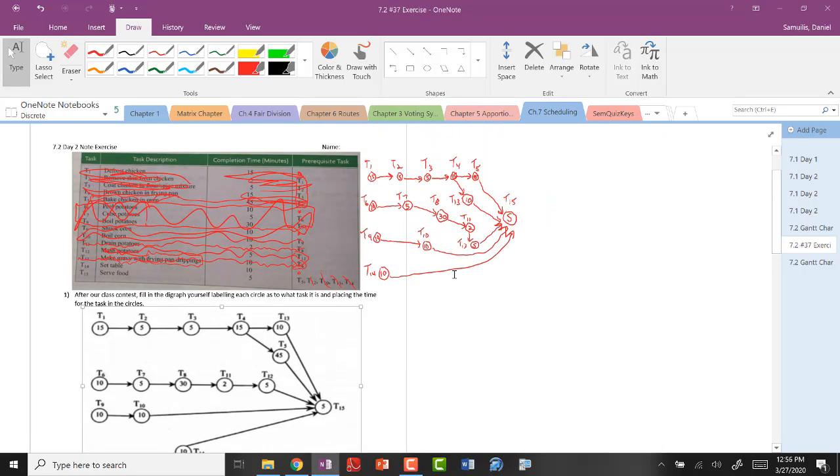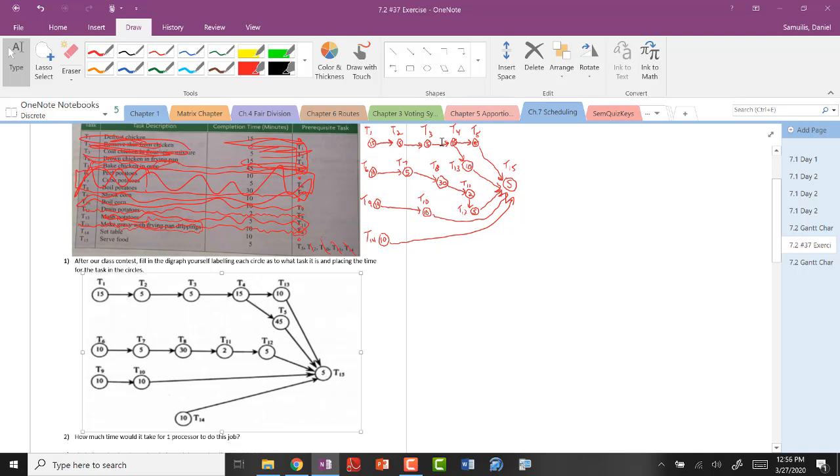Okay, I cheated, and I copied the book's. You know that this is from the book. What I did, I switched these two, but that's no big deal. Same thing. Boom, boom. Then it goes. They both go to setting the table.